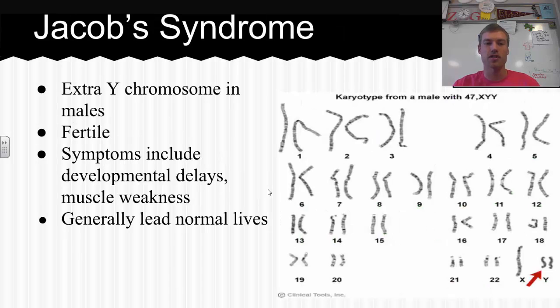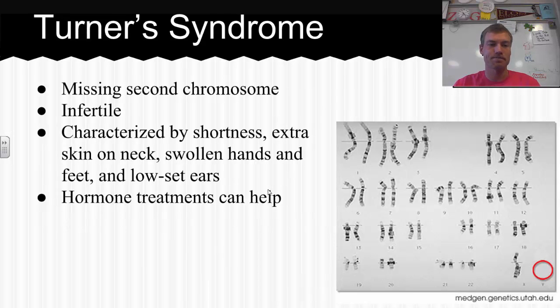We also have Jacob syndrome, which is instead of an extra X, an extra Y. These males are fertile. They can have some developmental delays as well as muscle weakness, and generally fairly normal lives. They're not going to be affected too terribly, just because the extra Y, again, really doesn't have a whole lot of genes on it, so having an extra one doesn't have too much of an effect.